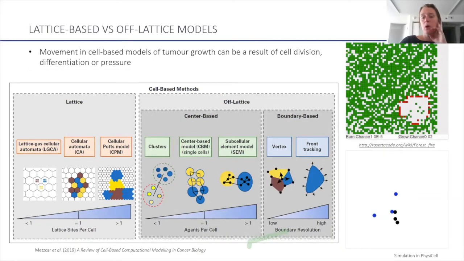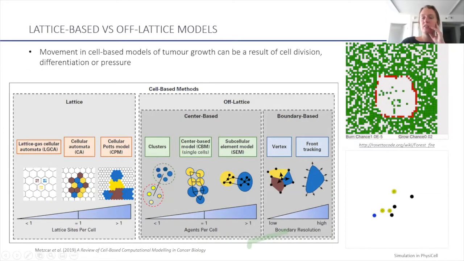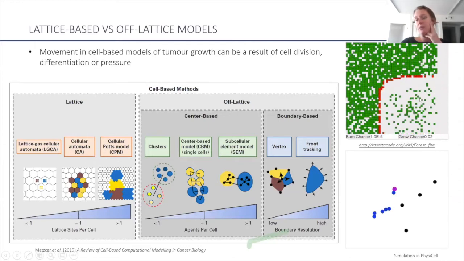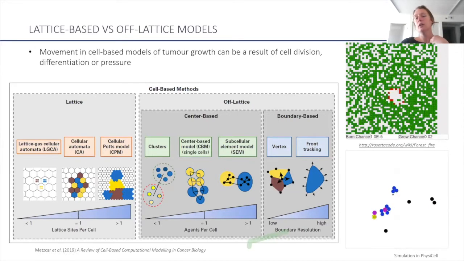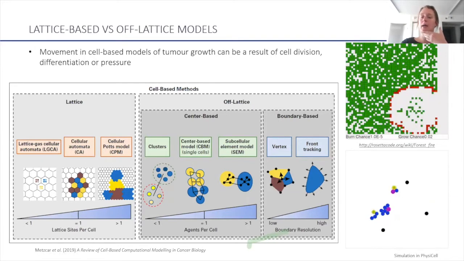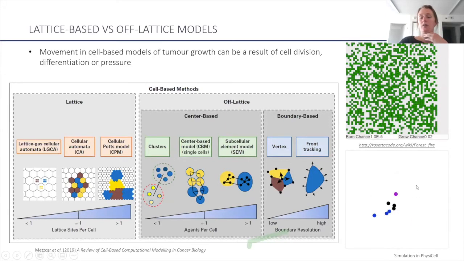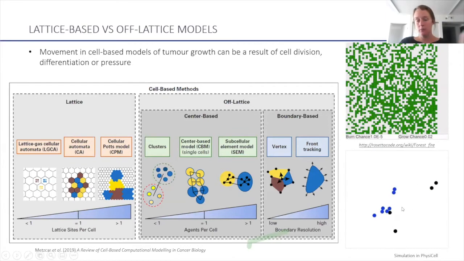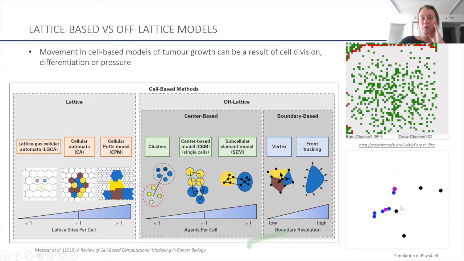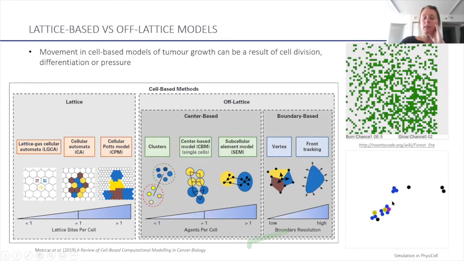Here's an example of the two different types. This is actually a cellular automata for fire spread that I found online, but I thought it still illustrated the point about how a cellular automata looks when you compare it to an agent-based model. This is an example from Fizzy cell that you'll get to see a lot more of later. Basically, you can see cells moving freely in the domain.